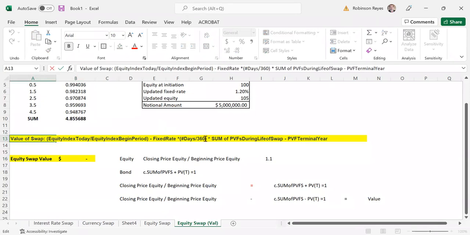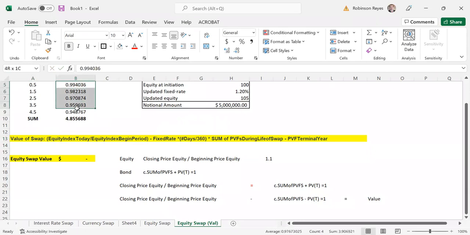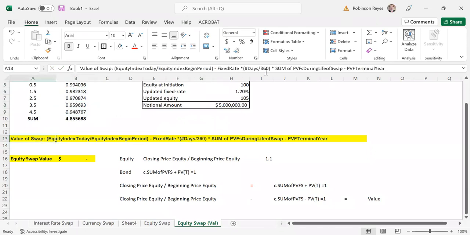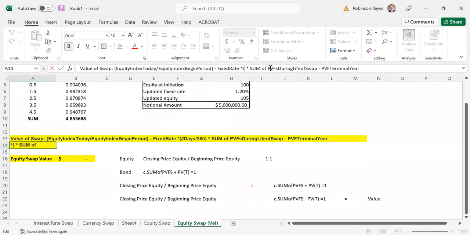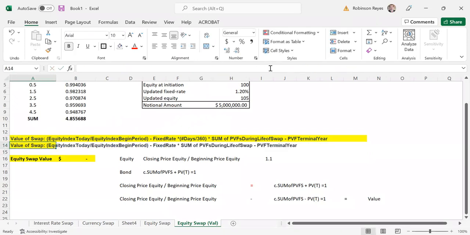Now there is this little adjustment, which is to multiply the fixed rate by the number of days divided by 360 here, because it is on a yearly basis. We don't need this adjustment, so we can ignore it, and this is simply the fixed rate times this sum.